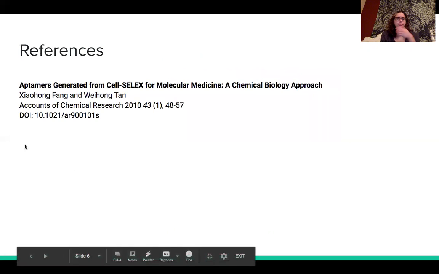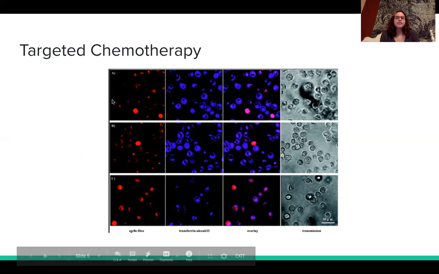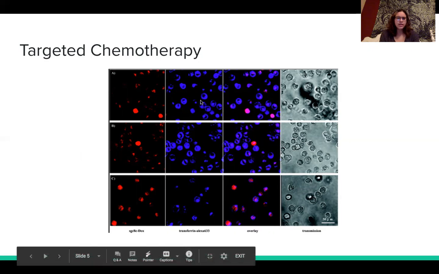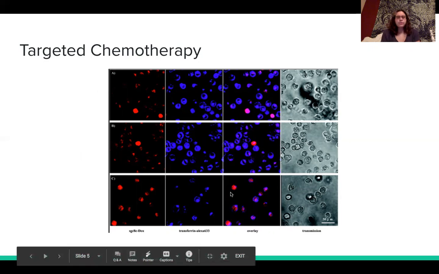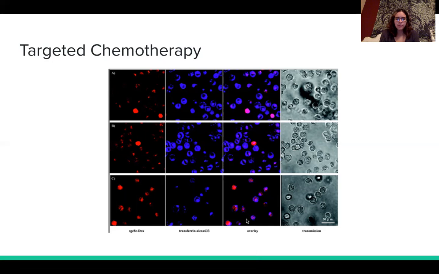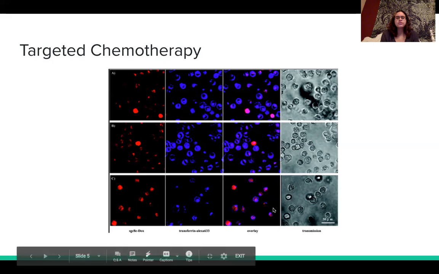They incubated the conjugates with the cancer cells, and A, B, and C represent the time frame. A is at 30 minutes, B is at an hour, and C is at 2 hours. As you can see, as time passed, the SGC8C-Dox conjugates were able to penetrate the endosome of the cancer cells and target these cells specifically.